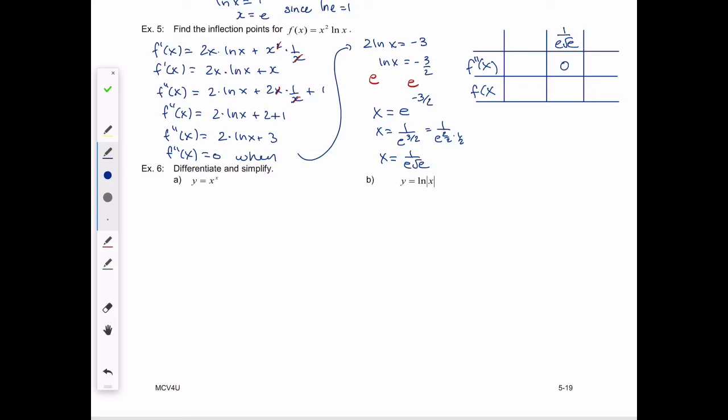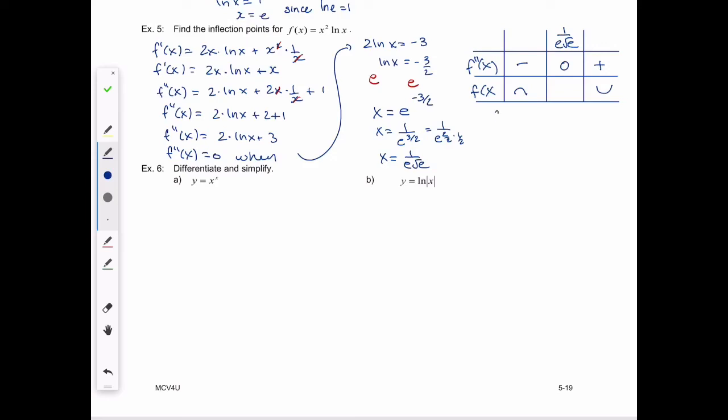And what we're going to see is that the value of the second derivative is going to be negative, so it means it's going to be concave down. And what I'm going to do is plug in a value that's greater than 1 over e root e, and what we're going to have is a positive. We're going to see it's concave up. So we can clearly see that at 1 over e root e, it's going to be an inflection point.